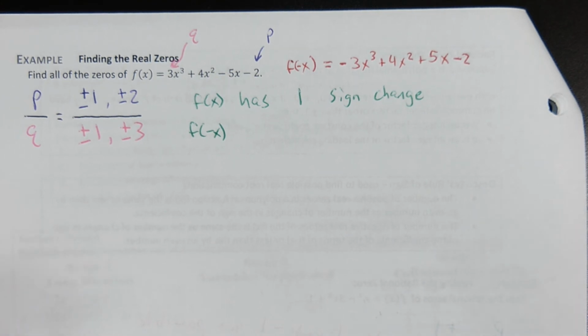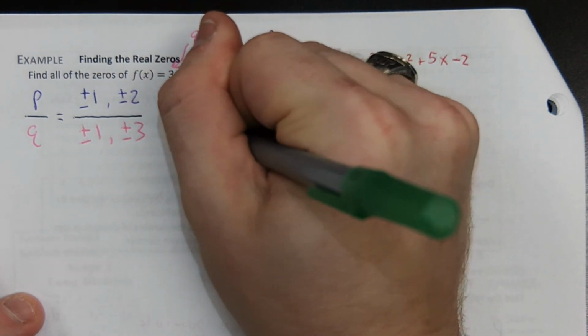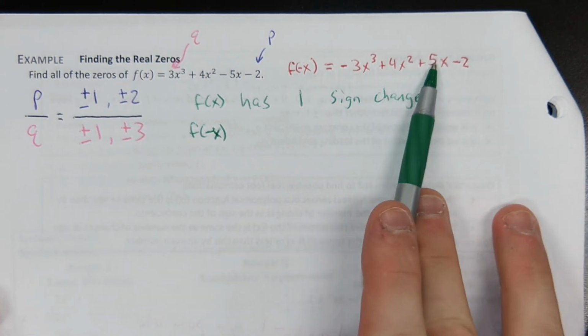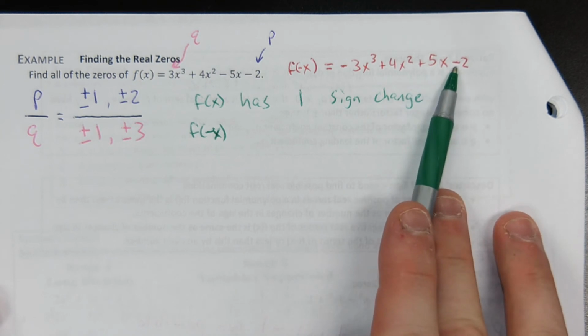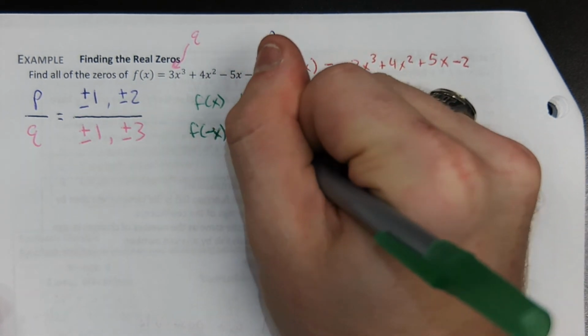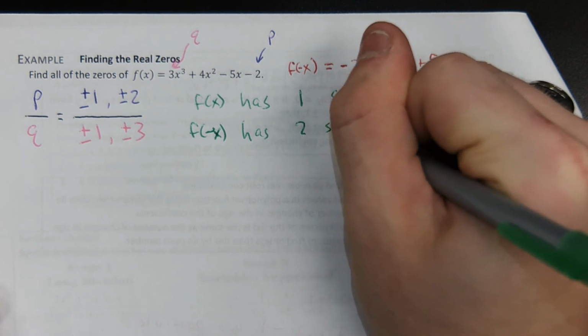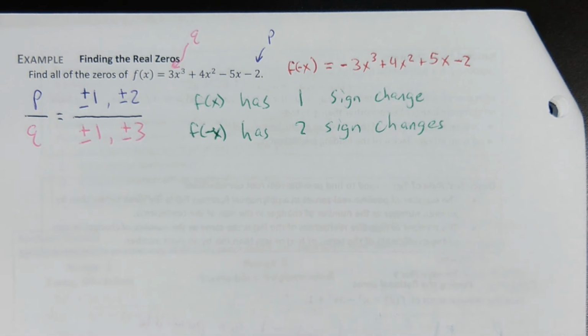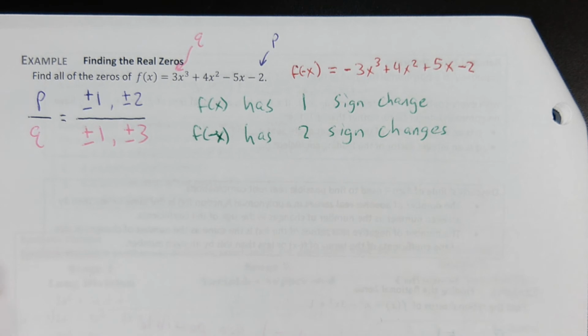Let's count up our sign changes now. Negative to positive, there's one. No. Positive, negative, there's another. F of negative x has 2 sign changes. What does that tell us? That tells us that we have 2 or 0, because I can subtract 2 from 2, 2 or 0 negative real roots. Again, they don't have to be rational, but they would be real.